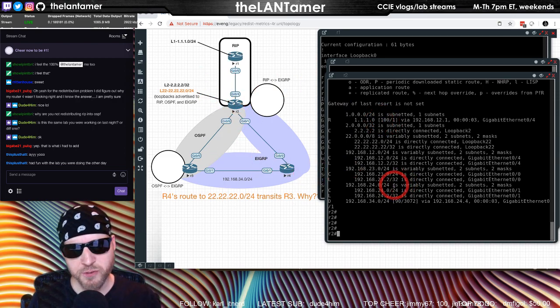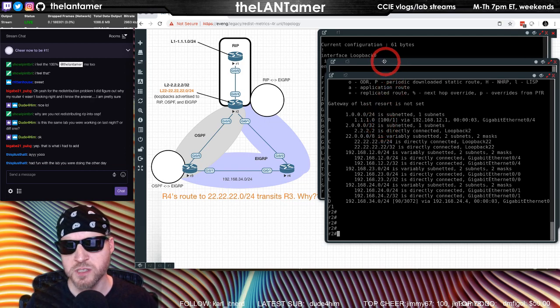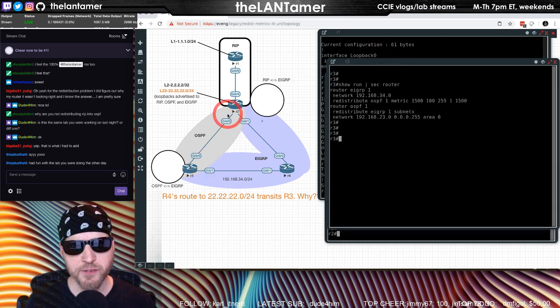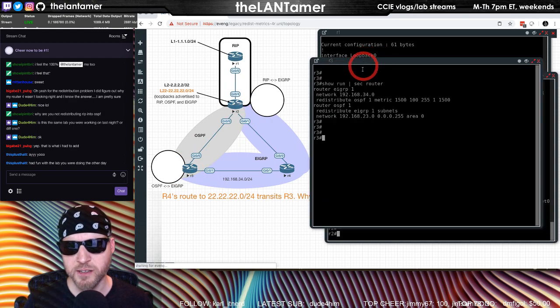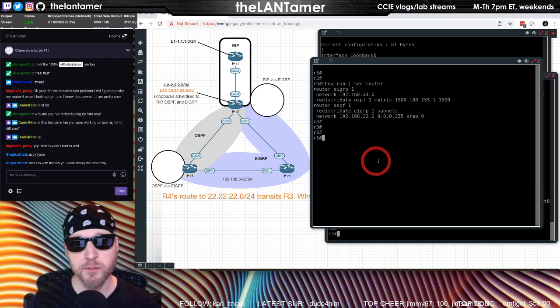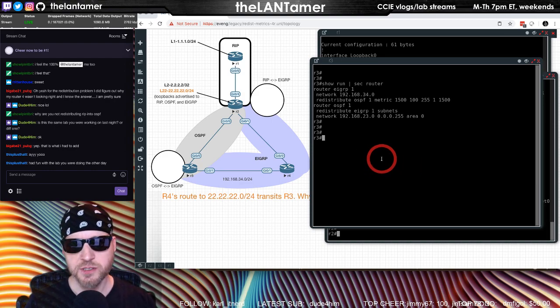Then to get to problem number 3, we've got one other problem to solve, I believe, if I'm right, and that is router 3. Now this is not a black hole routing problem. This is an optimal routing problem. So if we look at router 3, show ip route, and I think it is 192.168.24.